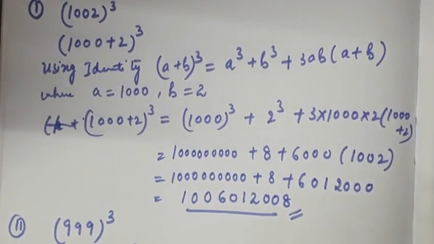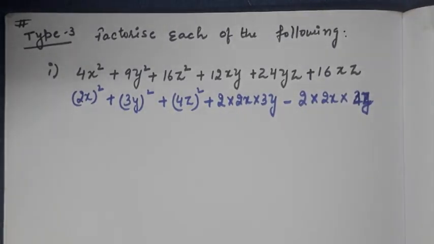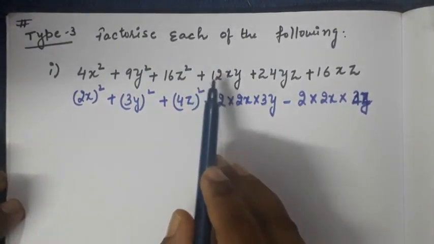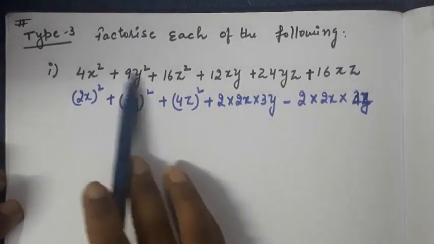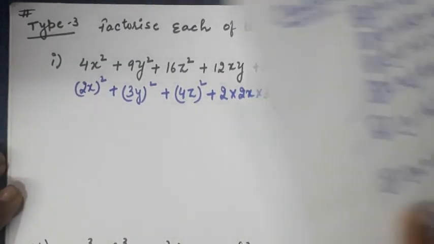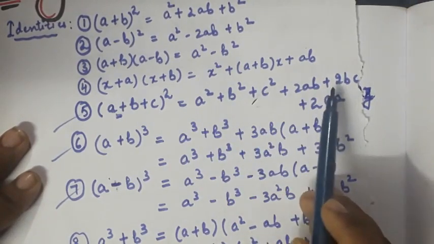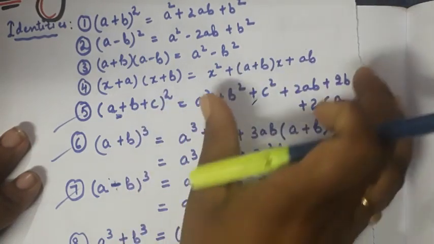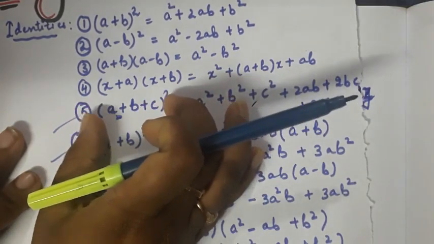Okay students, let's move to the third type, that is factorize each of the following. Here the first question is 4x square plus 9y square plus 16z square plus 12xy plus 24yz plus 16xz. If we relate this expansion, I can relate it with the expansion of (a + b + c) whole square, that is a square plus b square plus c square plus 2ab plus 2bc plus 2ca. Before, we used to have this and needed to find the expansion. Now the expansion is given and we need to factorize it.